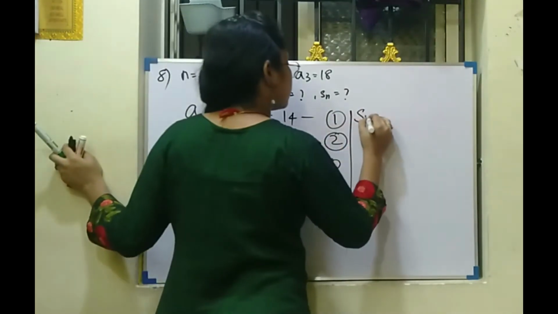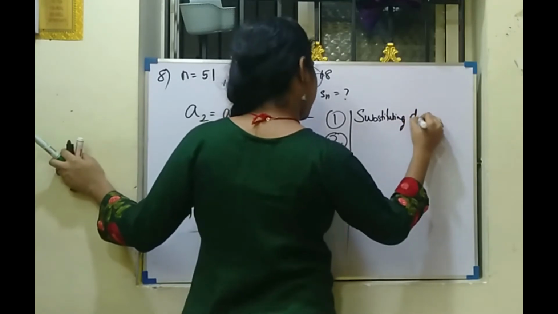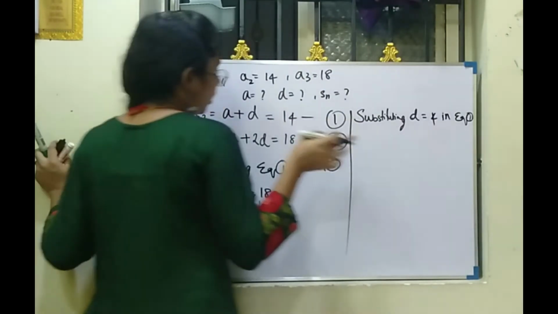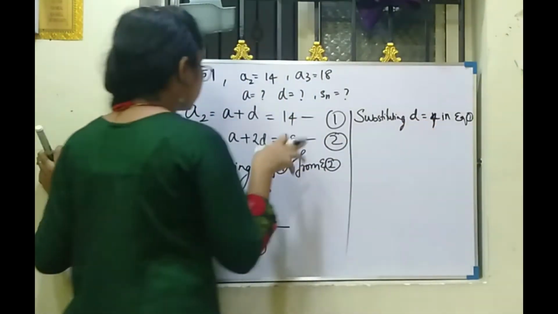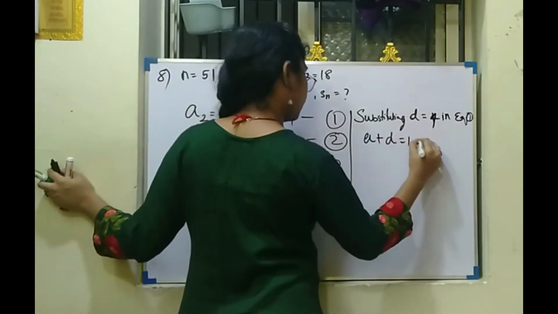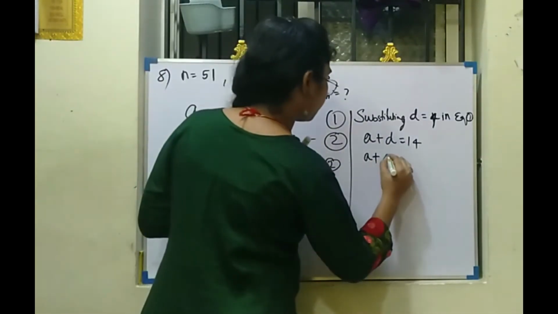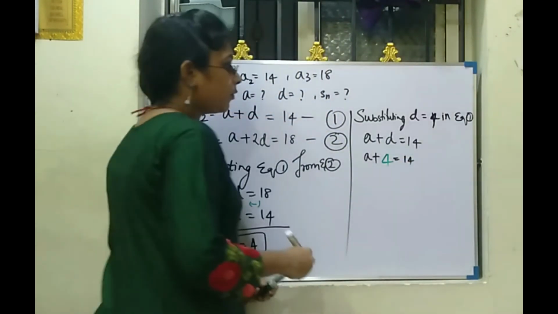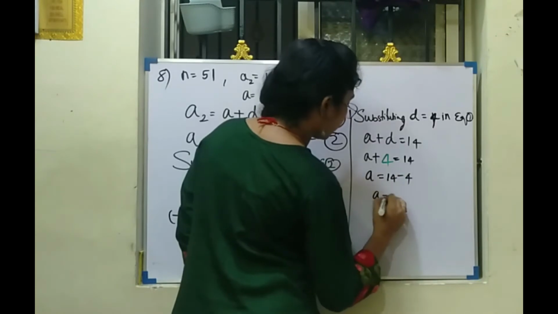Okay. Substituting D is equal to 4 in equation 1. Equation 1 seems easier, so that's why I am substituting in that. A plus D is equal to 14, and D is equal to 4. Okay. A plus 4 is equal to 14. A is equal to 14 minus 4, where A is equal to 10.